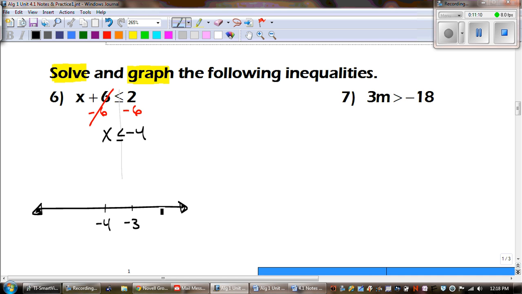There's -4. I go 2 numbers above and 2 numbers below. Now, it's less than, so I shade to the left, and it's or equal to, which means it's a closed point. So I'm going to close my point and shade to the left.